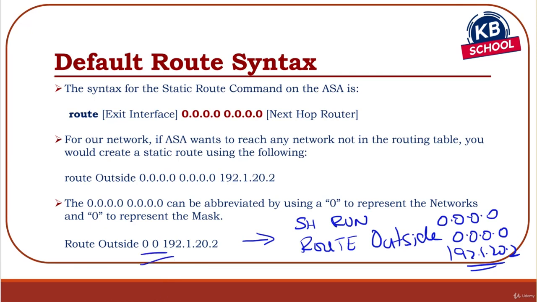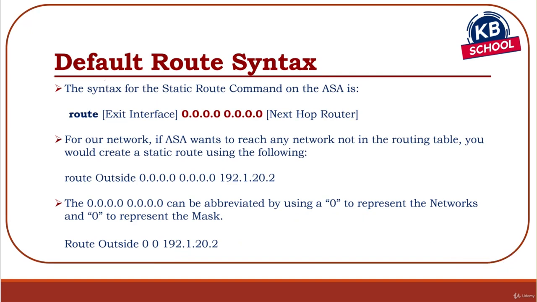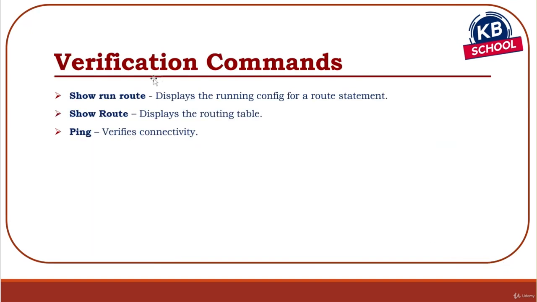All right. So that takes care of the syntax, and now some verification commands. You can do the show run route command, which shows you all the routes that you typed in your running config. Show route is your routing table, and ping verifies whether the connectivity is there or not. So based on that, I'm going to be doing a lab.